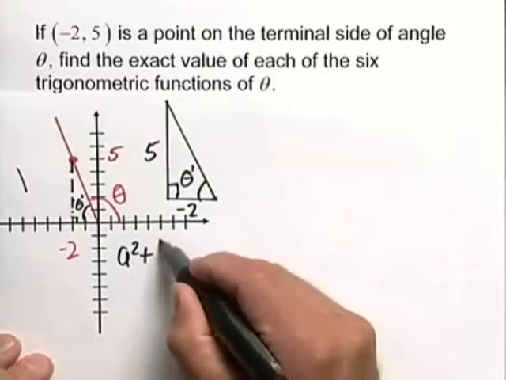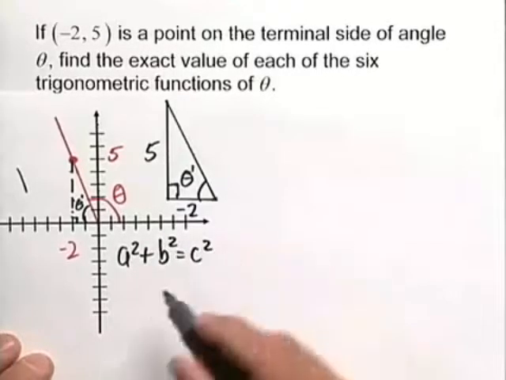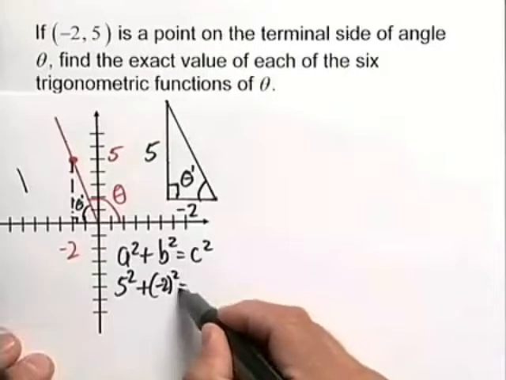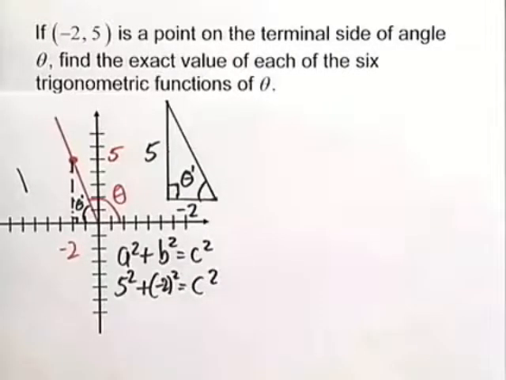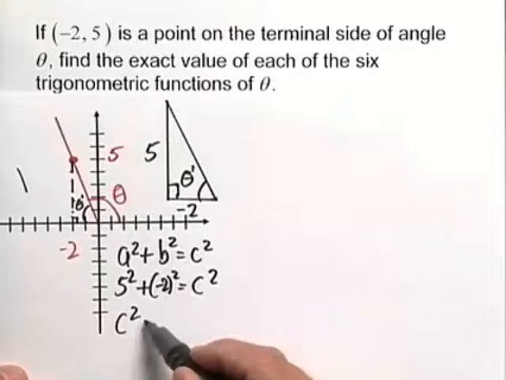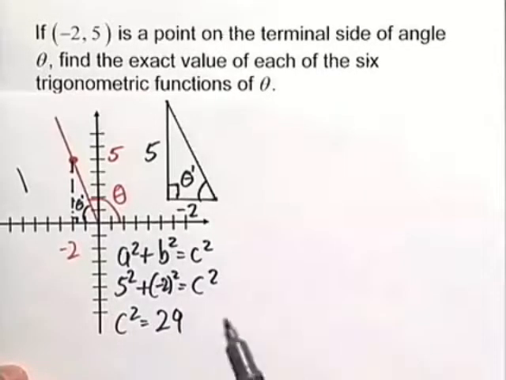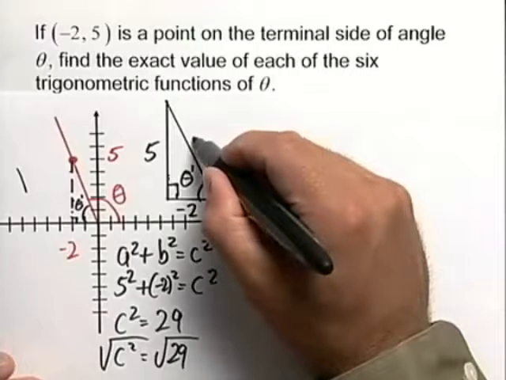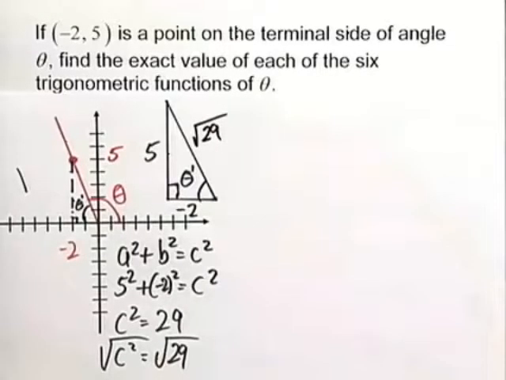And now we need to use the Pythagorean theorem to find the hypotenuse, and we know that a squared plus b squared is equal to c squared, so we can say 5 squared plus a negative 2 squared is equal to c squared. And from this we obtain c squared is equal to 29. Taking the square root of both sides, we obtain c is equal to plus or minus square root of 29. More importantly, we'll put in the plus since our distances cannot be negative. Now that we have our triangle, we can find our 6 trigonometric functions.